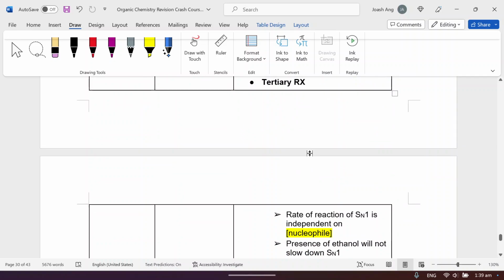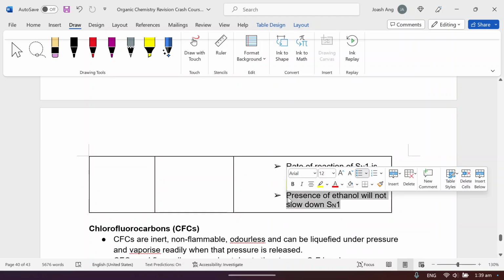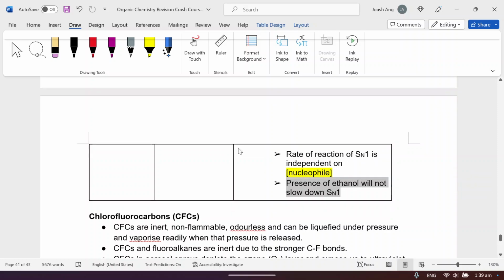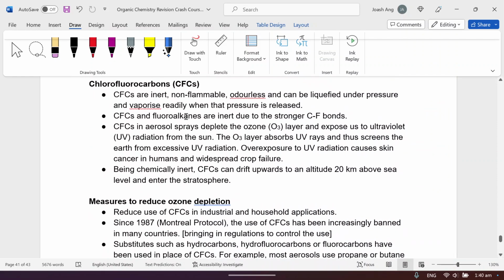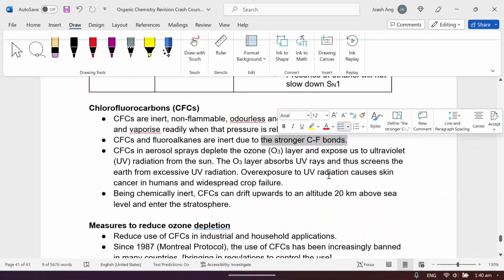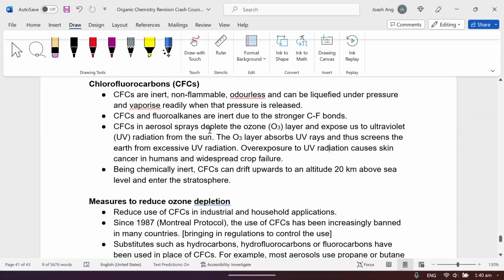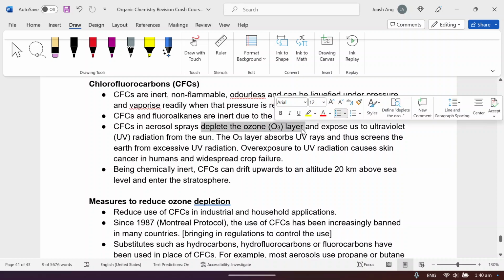Okay. For tertiary alkyl halides, we always say that it goes through SN1, right? And it is independent of the concentration of the nucleophile. That's why with the presence of ethanol, they don't care. They will just proceed ahead. Okay. For this part, the main focus is that the CFCs are inert because of the strong C-F bonds. Alright. And they will deplete the ozone layer.